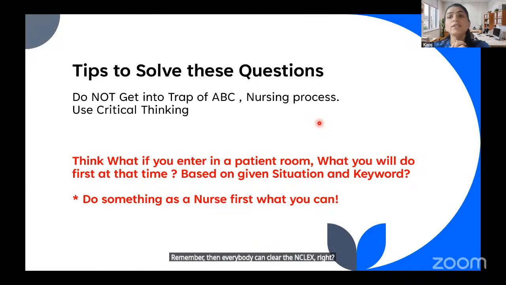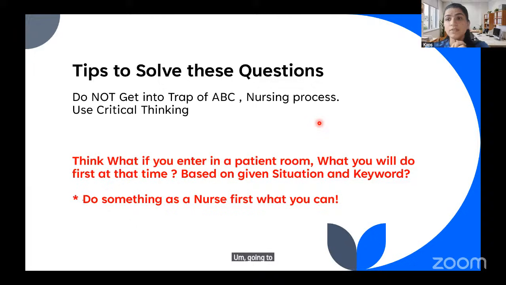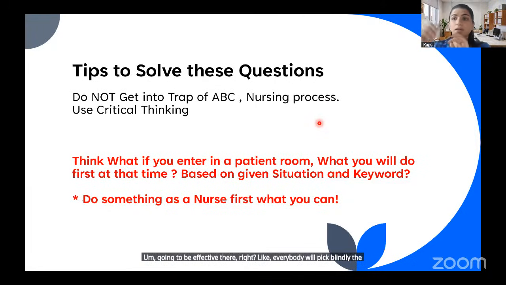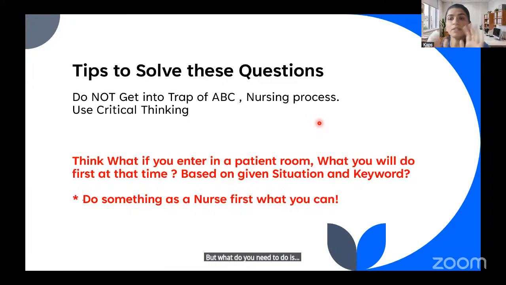But it is not that easy in the real exam, because the exam writers know this is going to be effective. Everybody will pick blindly that ABC comes first and airway comes first. You pick that answer, oxygen, all the time.